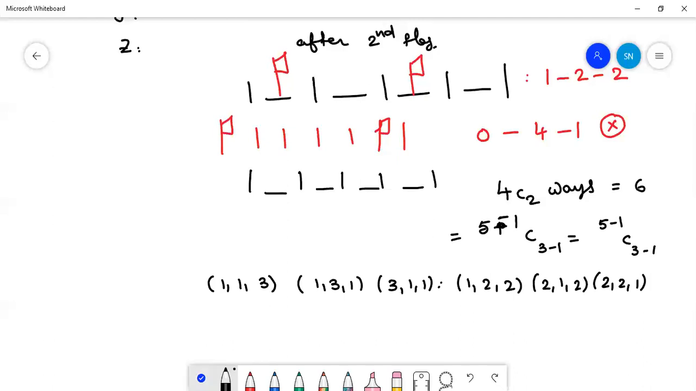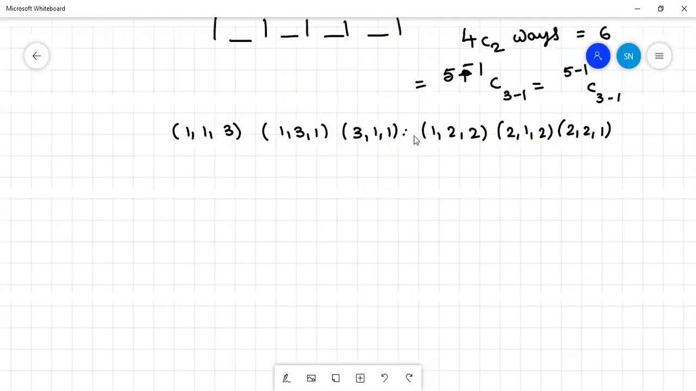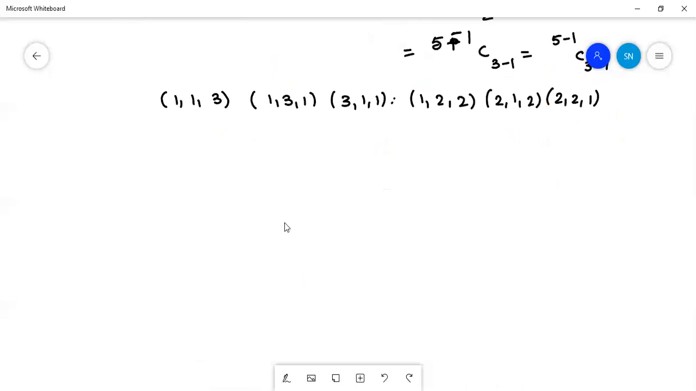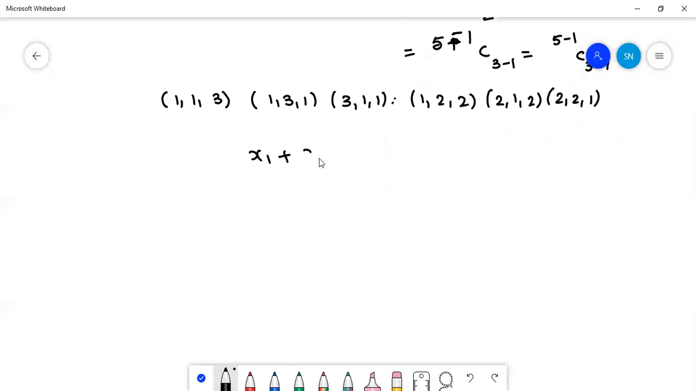So when you generalize this concept to x1 plus x2 plus x3 plus and so on plus xr is equal to n, we will have n ones, and we need r variables whose sum is equal to n. So in order to get r partitions, we need r minus 1 flags. So r minus 1 flags.